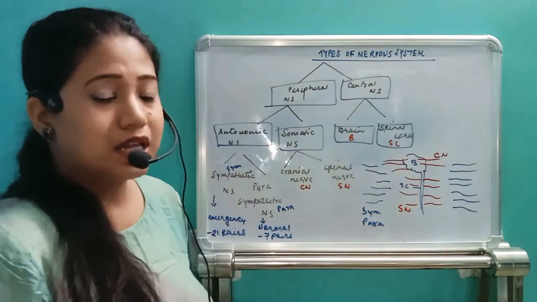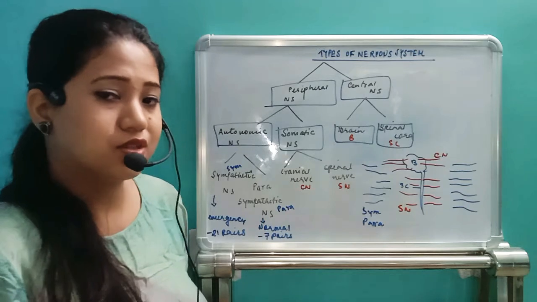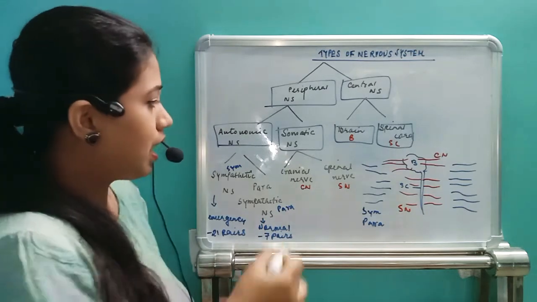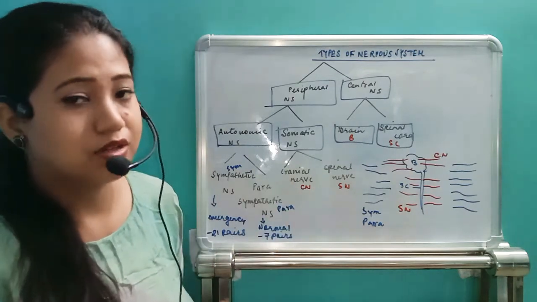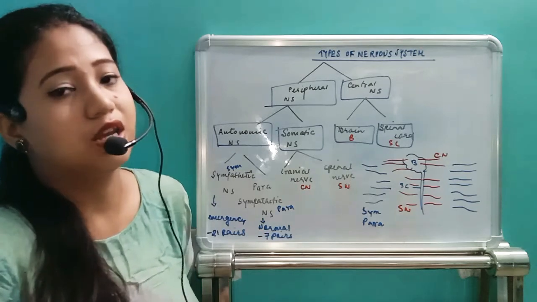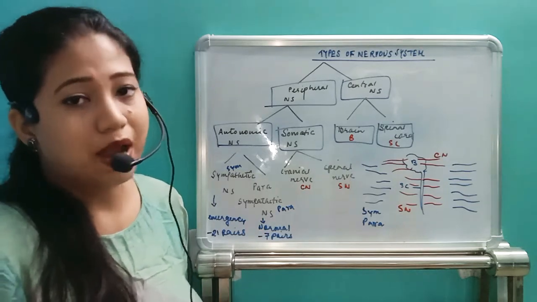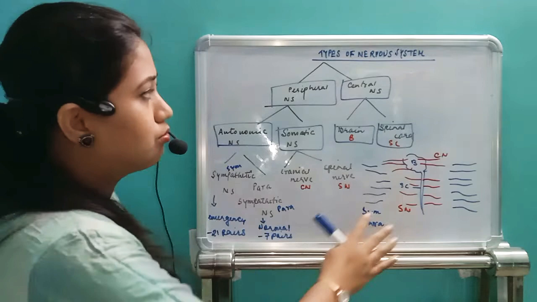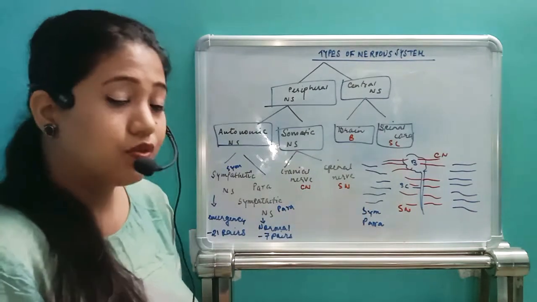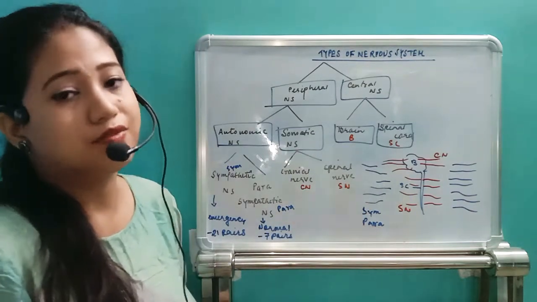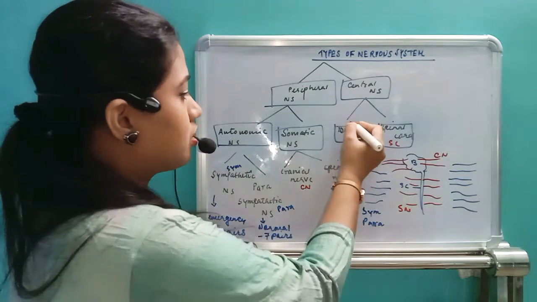This ANS, which is once again divided into sympathetic and parasympathetic, and then the somatic neural system, these are once again two. One is the cranial nerves and another is the spinal nerves. So these are the types of neural system. We will start from the central nervous system. So let's just start from the central nervous system.